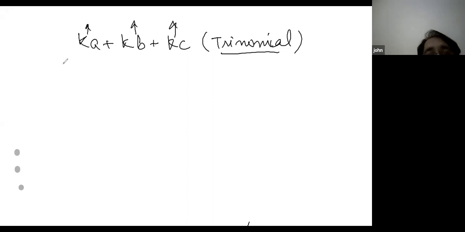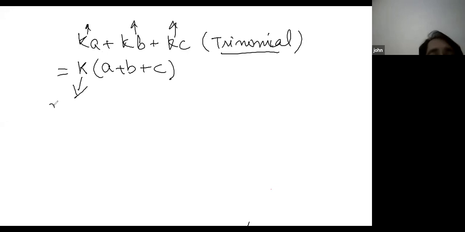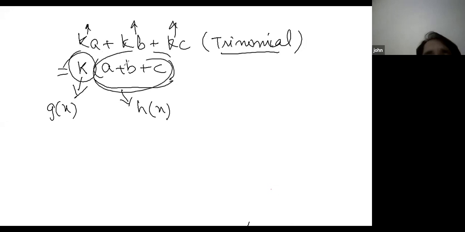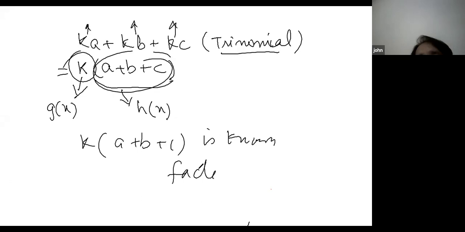But from this, one polynomial will change into this. k is the common value. k is common from all these three terms. We have the remainder a plus b plus c. So we have two factors here. One is G of x, and this whole is known as H of x. So these two factors, k and a plus b plus c. Actually we have made two factors of it, and this process is called factorization.